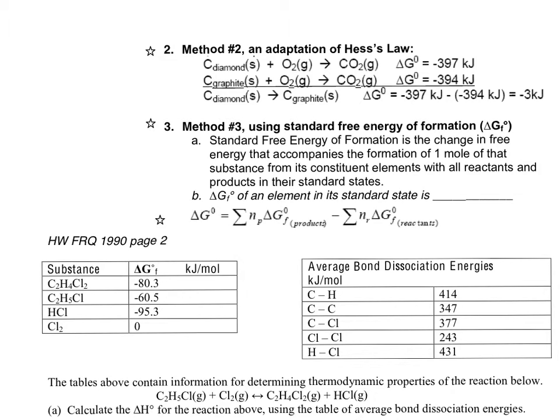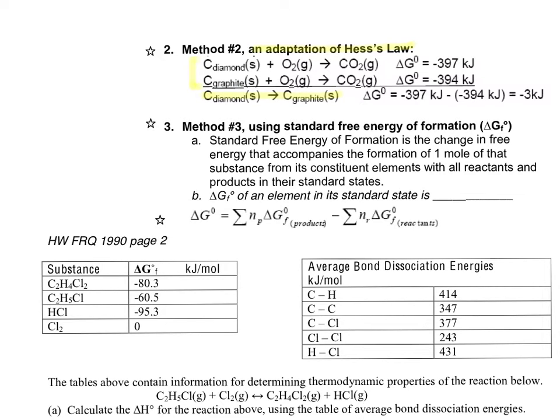A second way that you can calculate free energy is by using something that looks exactly like Hess's law, where you take a few equations and you manipulate them. You turn them around, you flip them, you multiply them by a number, whatever you need to do in order to reach a target equation.